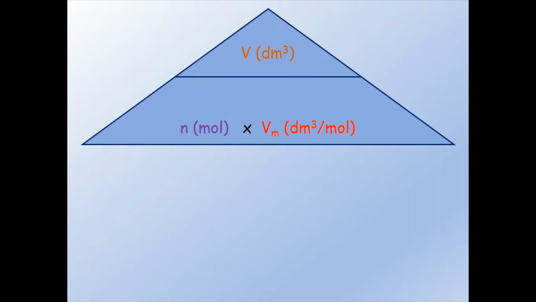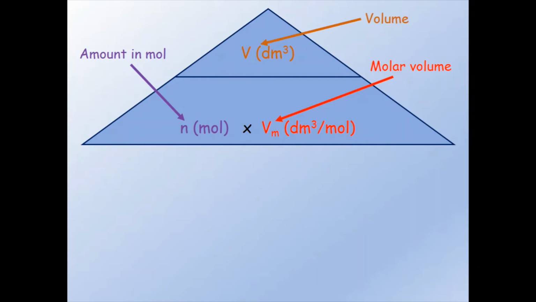This is the formula triangle for calculations involving the molar volume of gases, and at the bottom we have the amount in mole n times the molar volume Vm in dm³ per mole, and at the top we have the volume in dm³.